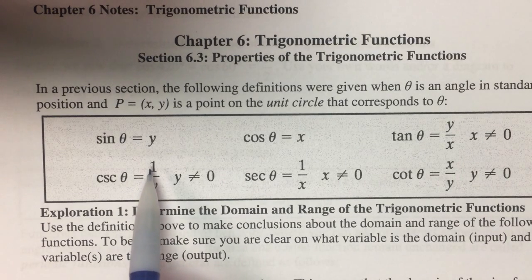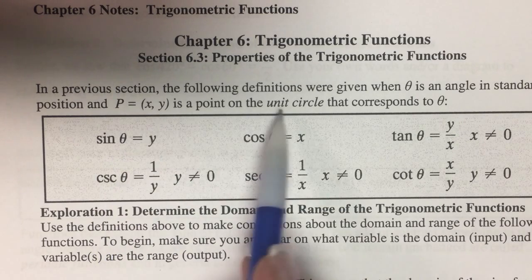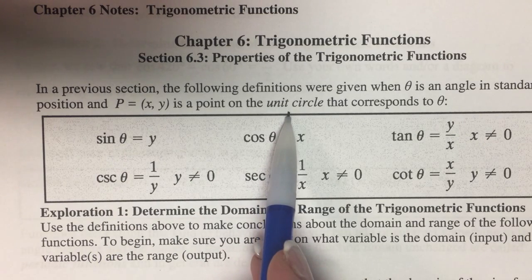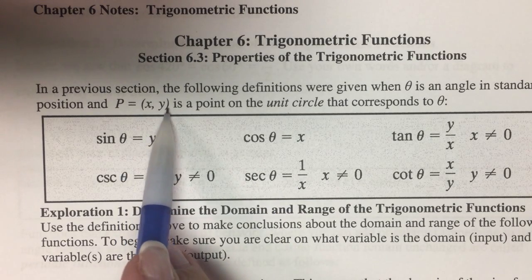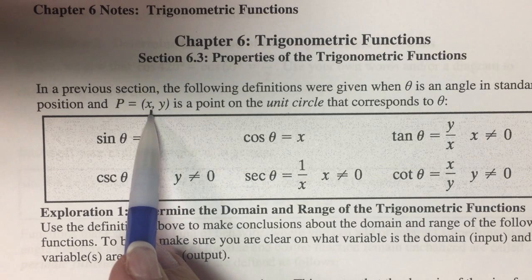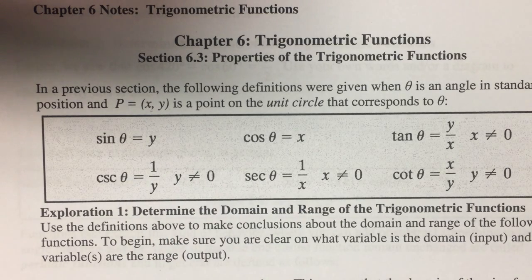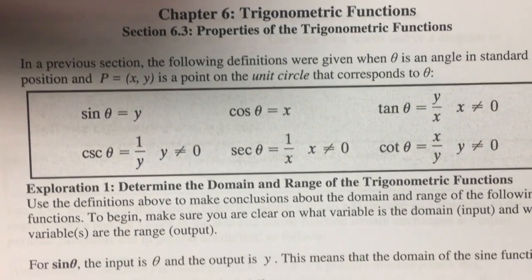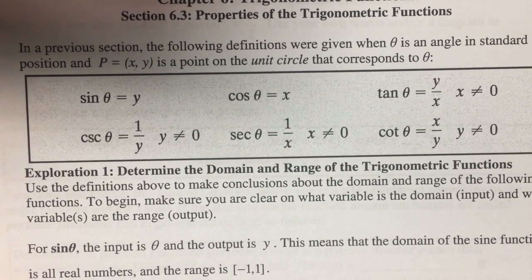So we've already talked about this. The sine of theta is the y. So if you have a point on the unit circle, that point being x, y, the y coordinate represents the sine of your theta, the x represents the cosine of your theta. And then from the sine and the cosine, we can come up with all of the other trig functions to give us our total of 6. So let's go ahead and read through this exploration and fill in some of the blanks.